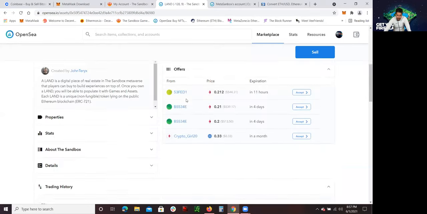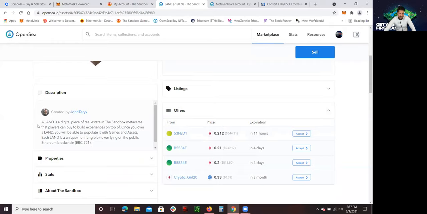So just to give an overview of what land is: a land is a digital piece of real estate in the Sandbox metaverse that players can buy to build experiences on top of. Once you own a land, you'll be able to populate it with games and assets. Each land is a unique non-fungible token, again NFT, on the public Ethereum blockchain. So these are digital assets, guys.